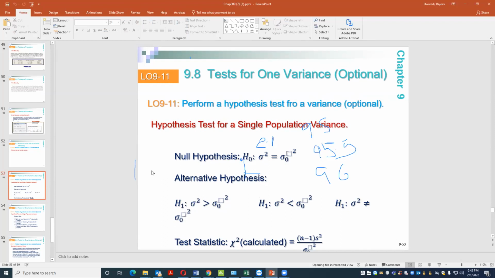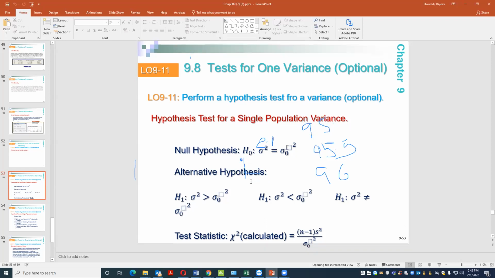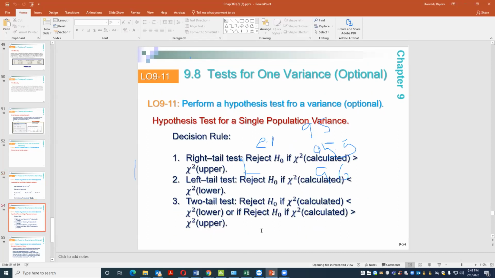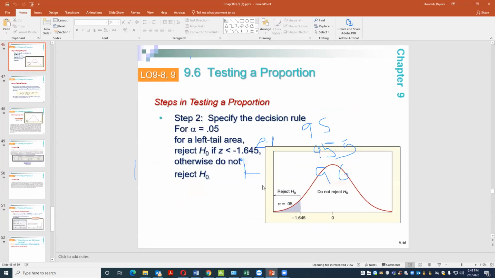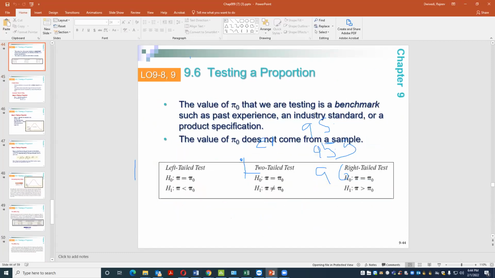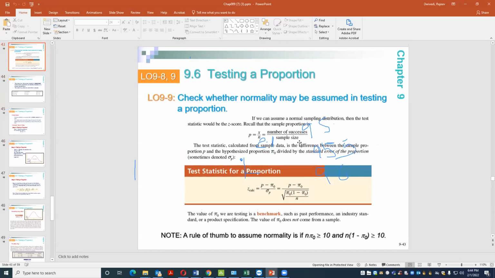Population variance. So you can do all three different ways with variance, and it is based on chi-square statistics. So these are three ways of doing hypothesis testing: based on proportion, based on mean, based on standard deviation or variance.